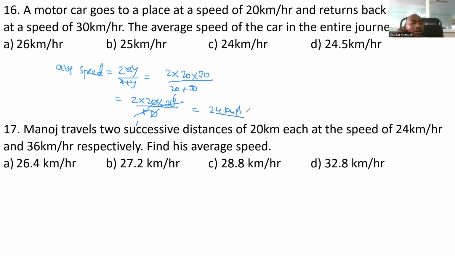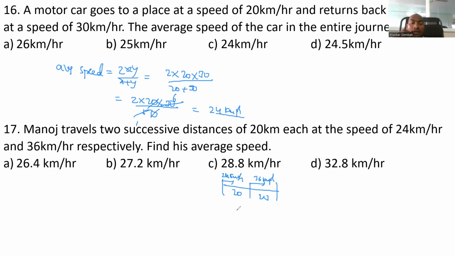Next, Manoj travels two successive distances of 20 kilometers each at the speed of 24 km per hour and 36 km per hour respectively. Find his average speed. Here also it is the same. Two successive means equal distances. 20 kilometers, 20 kilometers, here 24 km per hour, here 36 km per hour.